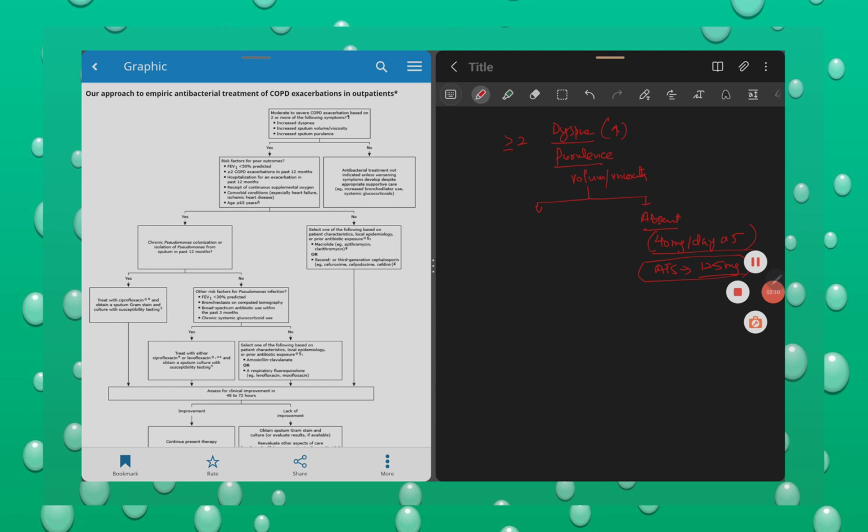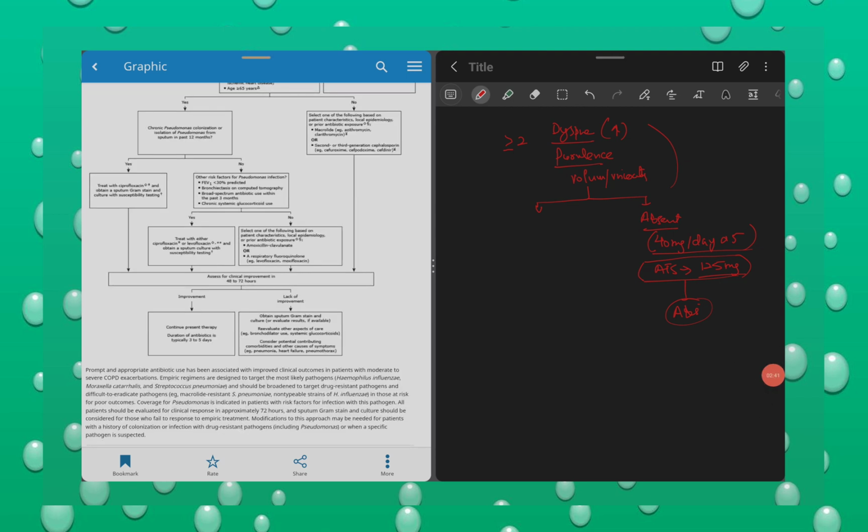Or if bronchodilator requirement increases in a moderate to severe COPD patient, and then we give antibiotics. Otherwise, if patient is not moderate to severe COPD and patient's bronchodilator use requirement increases, then we start him on antibiotics. Whenever we start antibiotics, we have to evaluate the clinical response in approximately 72 hours.